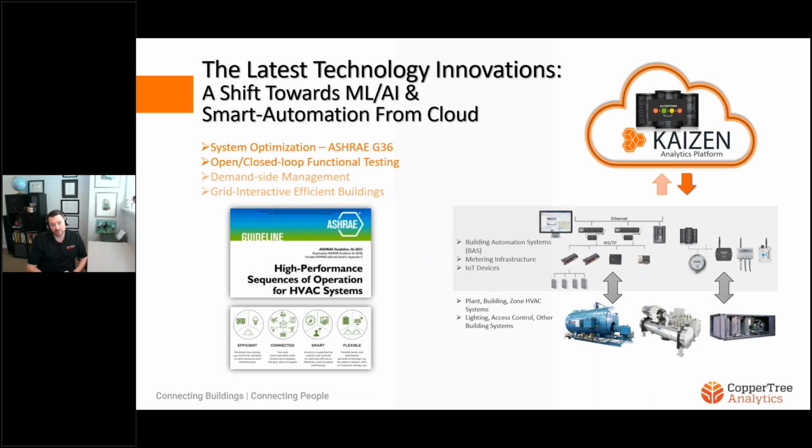When we start talking about where we're going from today, we're going to be speaking about both optimization using ASO, relying pretty heavily on ASHRAE Guideline 36 sequences. However, we'll discuss some of the other options there. And then the open and closed loop functional testing that is brought to us by the automated commissioning and testing solution. And shortly on the horizon, we are moving this technology in a direction towards demand side management, and eventually grid interactive efficient buildings.